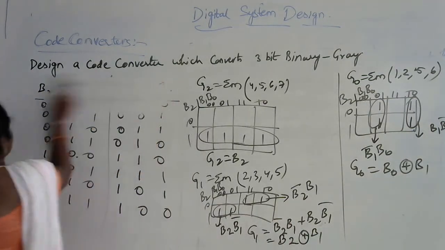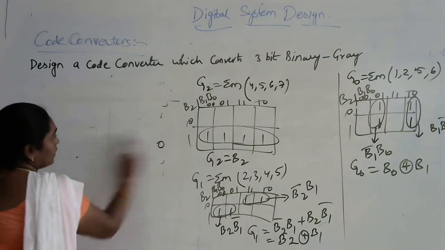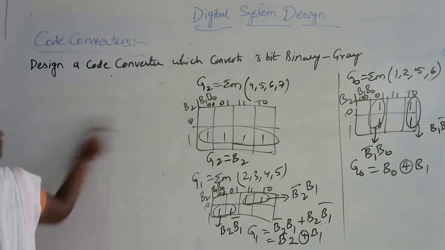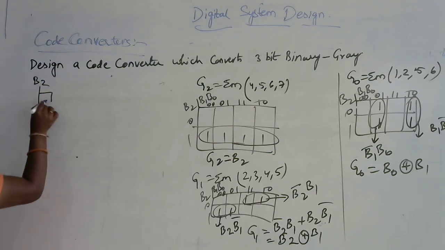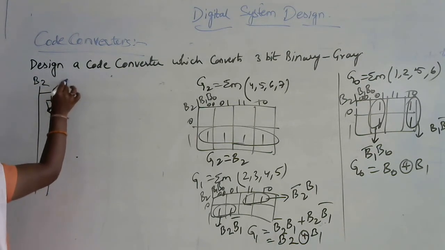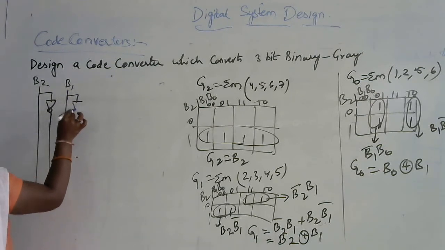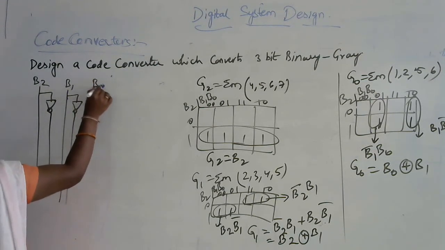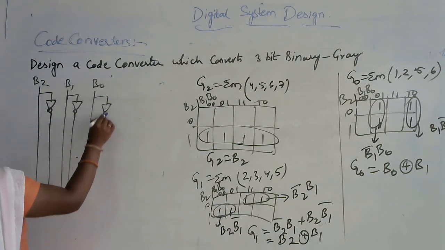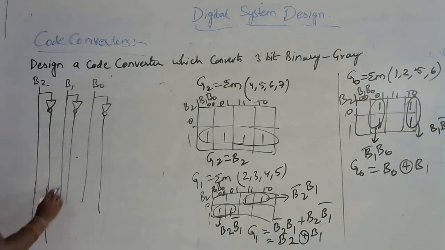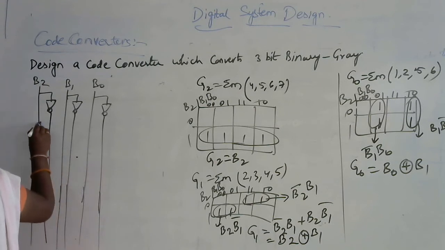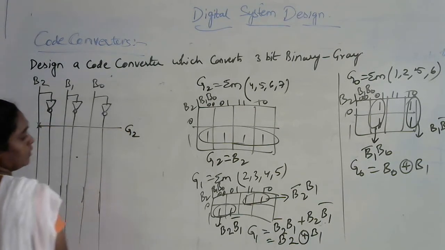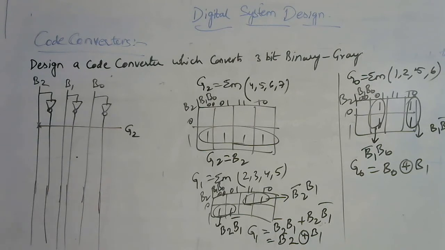Now the last step is we need to draw the logic diagram for this one. So the inputs are B2, B1, B0. So this is B2 NOT gate, B1 NOT gate, B0 and the corresponding NOT gate. So the expression for G2 is equivalent to B2. So this is directly for G2. G1 equal to B2 XOR with B1.